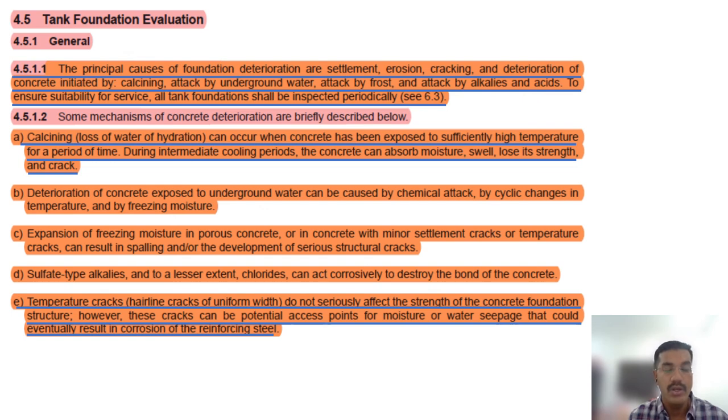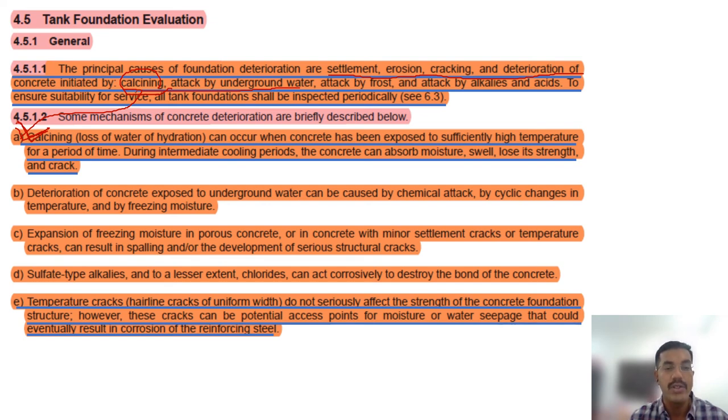Tank foundation evaluation. So we have read about the shell, from which most of the questions will come, and the roof and bottom. There are a few open book questions. Now we'll come to the tank foundation. The principal causes of foundation deterioration are settlement, you know that one; erosion; cracking and deterioration of concrete initiated by calcining; attack by underground water, attack by frost, and attack by alkalis and acids. Calcining is a question. This is the definition. You will find a closed book question for this one.